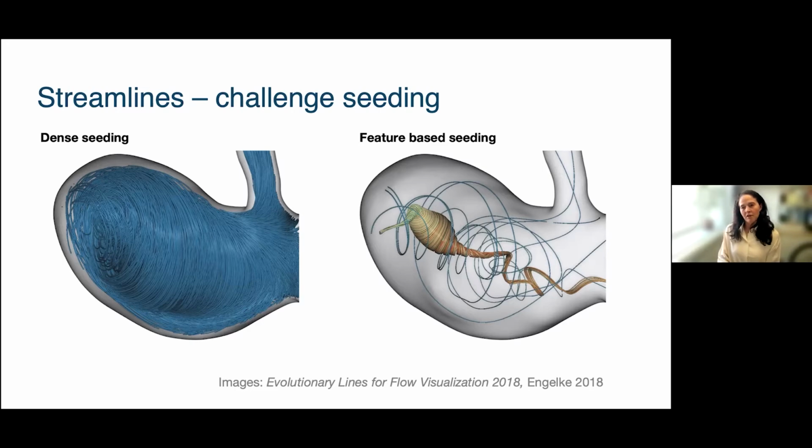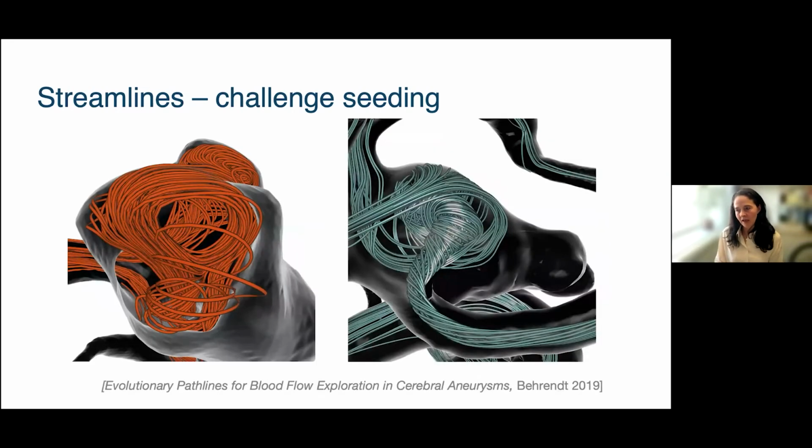You also can look at other criteria, as for example, in this picture here, where the criterion is that streamlines should be shown that are getting very close to the surface of your aneurysm. Because this is often interesting to see the impact of the flow on the wall of the aneurysm here. And these are two different examples where different areas of the surface of the aneurysm are favored.